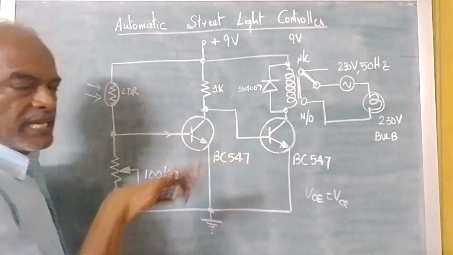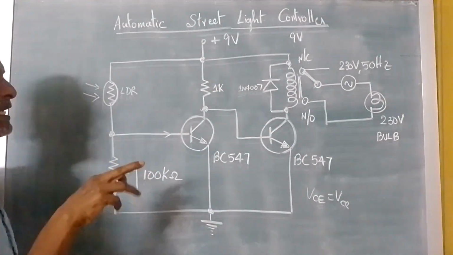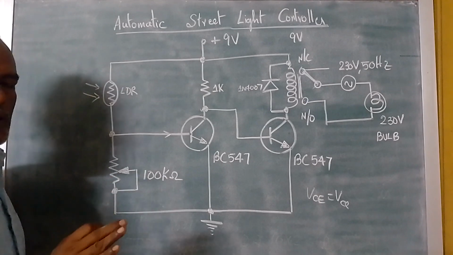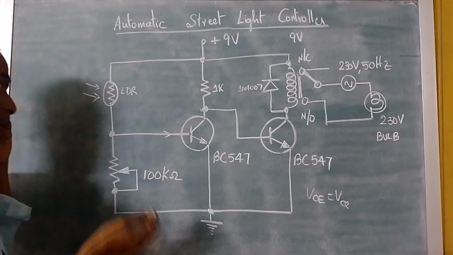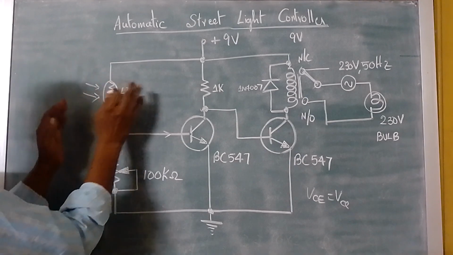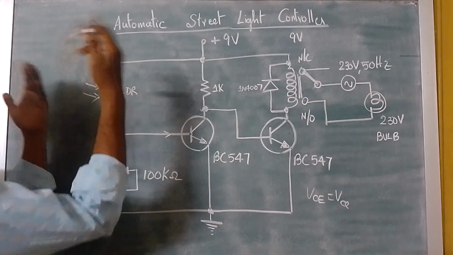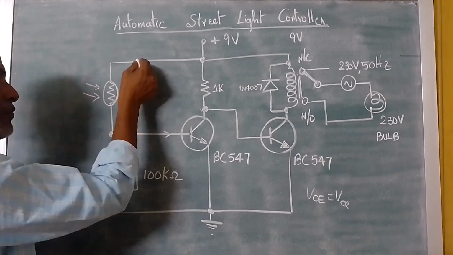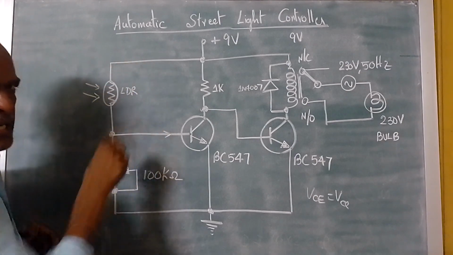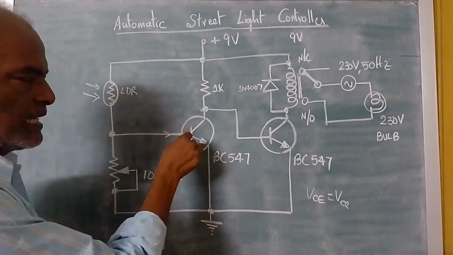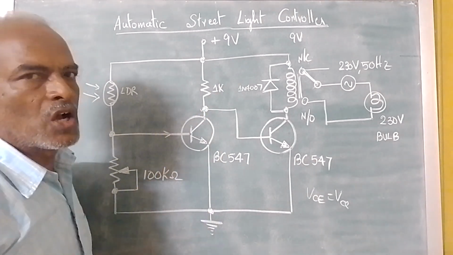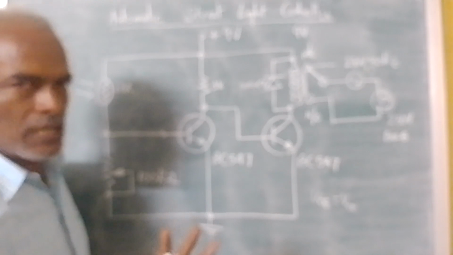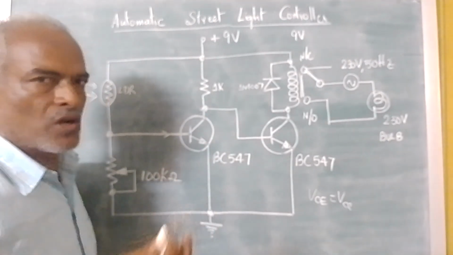So for the next case, when there is no light, that means during the evening and night, the LDR resistance will be very high. Therefore, there won't be sufficient base current to make the transistor go into on. That means we will assume this is in cutoff. No base current, therefore no collector current. So the transistor will be in cutoff.